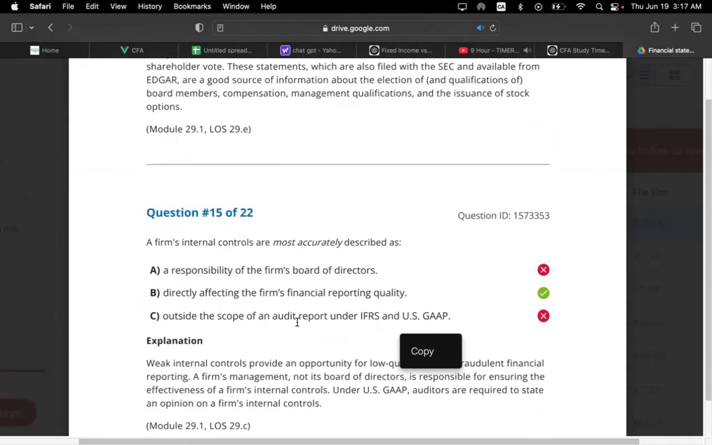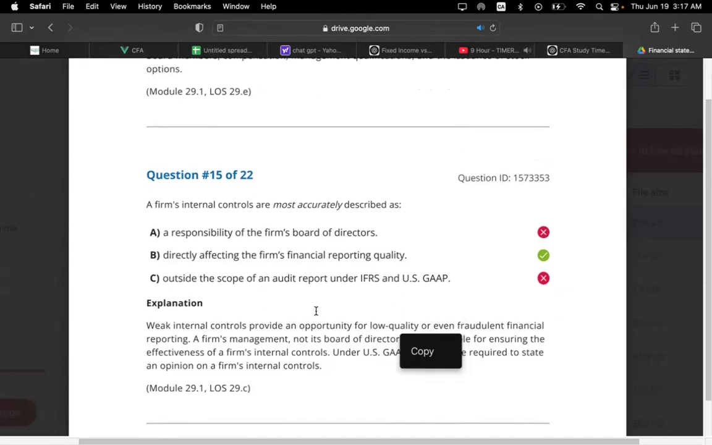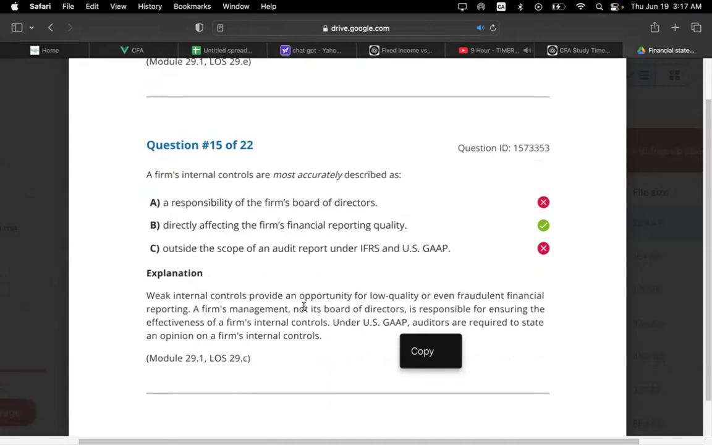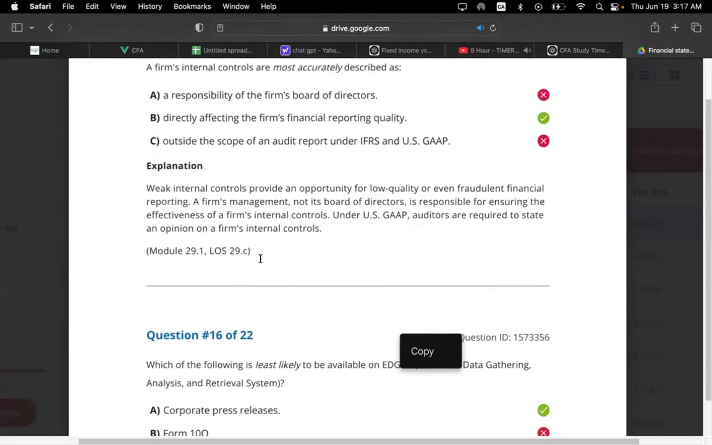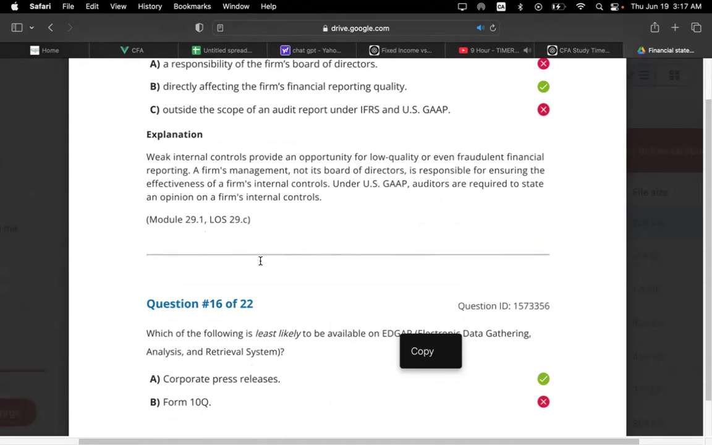15. Firm's internal control most likely decides responsibility of the firm. No. Directly affecting the firm's financial reporting quality. Yes. If you don't have internal controls, then your financial reporting quality will be low. Weak internal controls provide an opportunity for low quality or even fraudulent financial reporting. A firm's management, not its board of directors, is responsible for ensuring the effectiveness of a firm's internal controls.